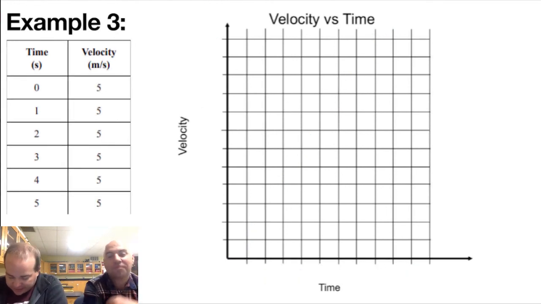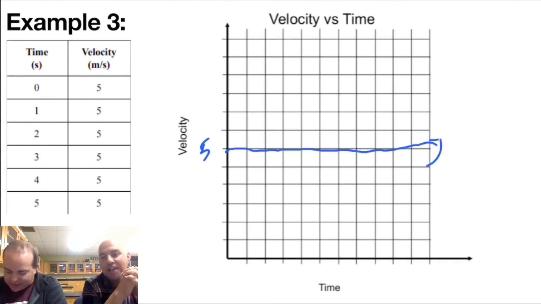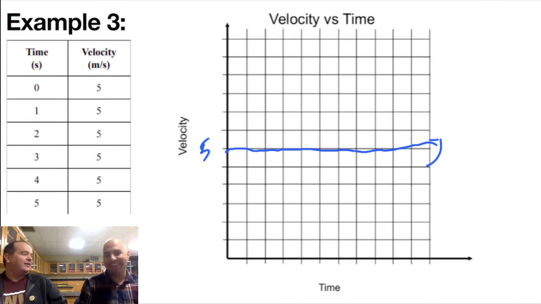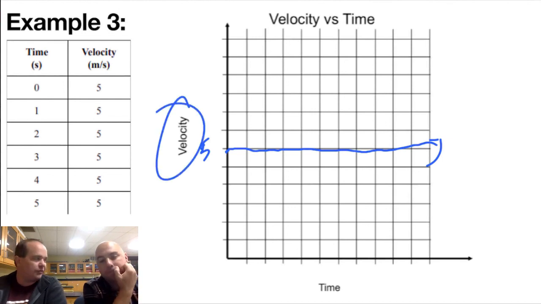Oh, I know what's going on here, Mr. Spencer. We've seen this before. This is just going to be a straight line going across, which means they're not moving. Wait, no, that was position versus time. So this is velocity. This means it's moving, but it's just staying at a constant rate of speed.